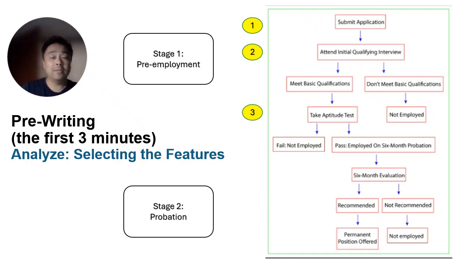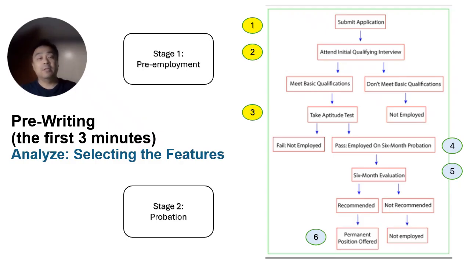Now, what happens when you pass that test? That introduces us to the new stage in the hiring process, probation. And here we have 4 steps. If you are successful on that aptitude test, you start your probation for 6 months. Then you get evaluated. And if it goes well, you're offered a job. So there are 6 steps total and 2 stages, pre-employment and probation.